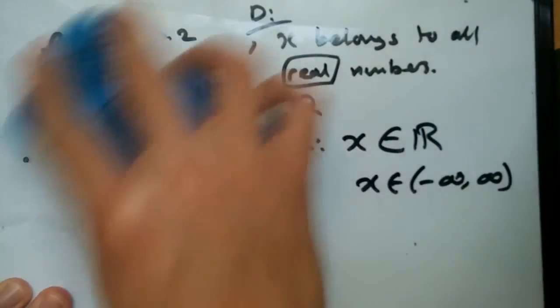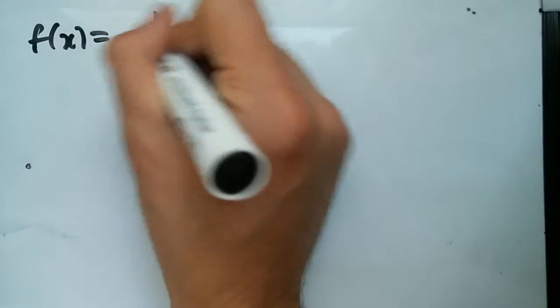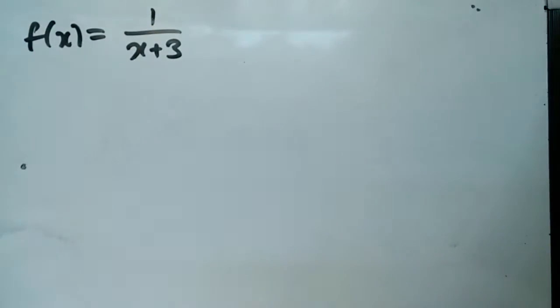So this is a simple example. However, there may be times where you don't actually have that. By the way, the solution for the function is actually called the range, so we'll go back to that again afterwards. Now suppose I have another example. Suppose f(x) equals 1/(x+3).